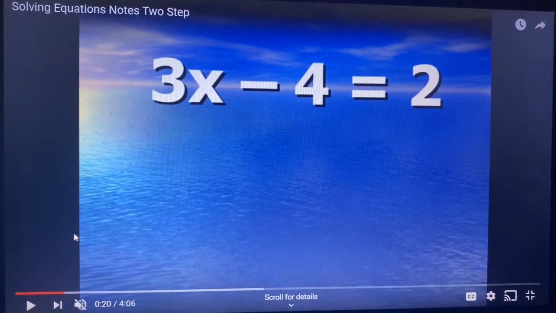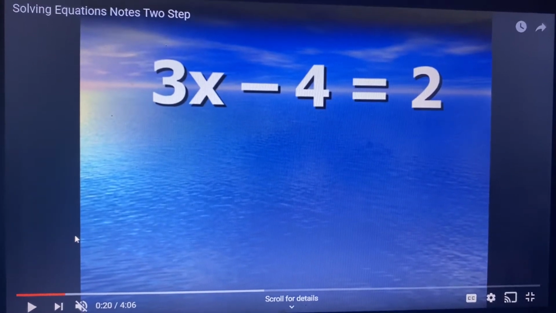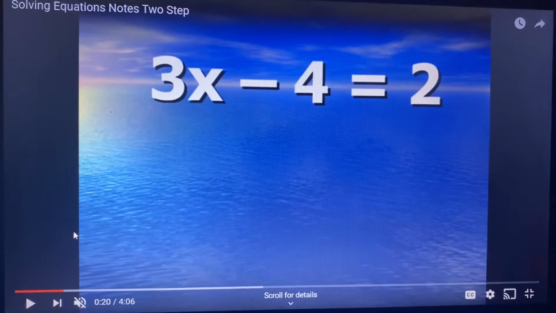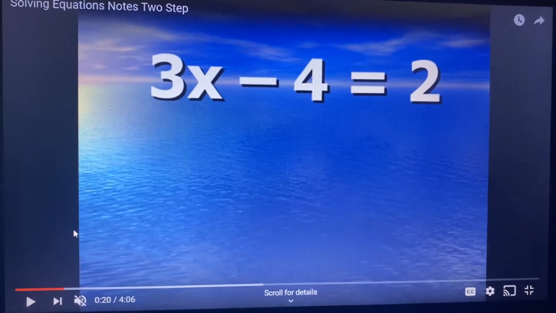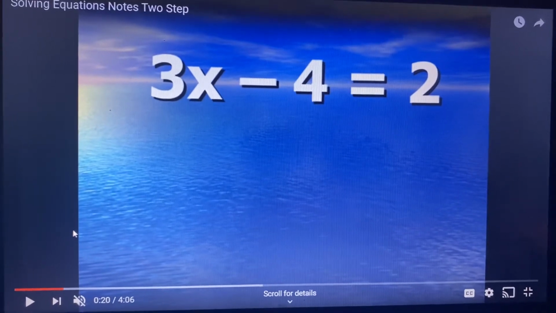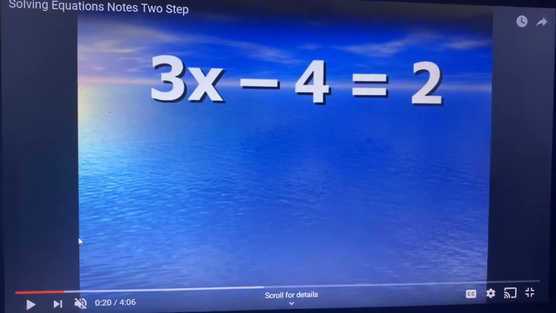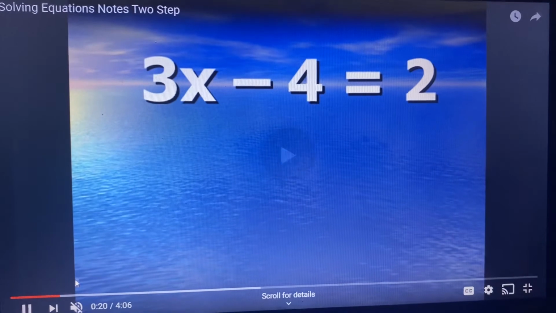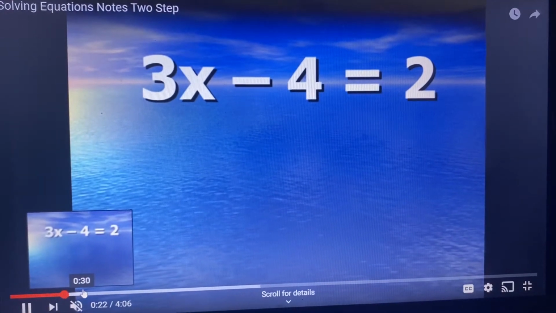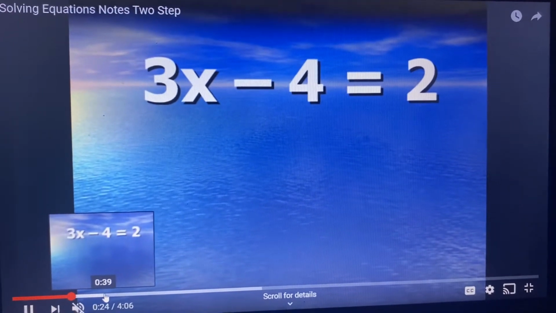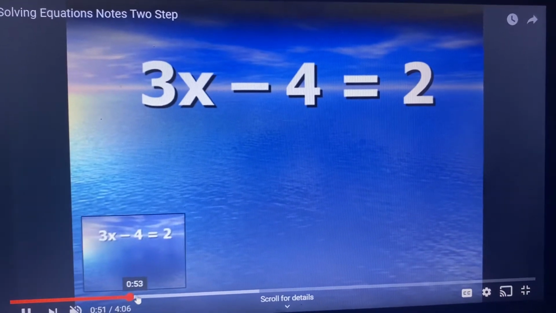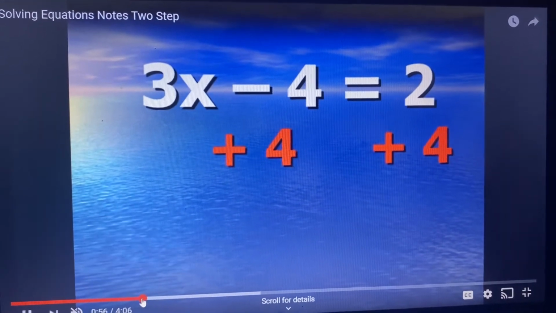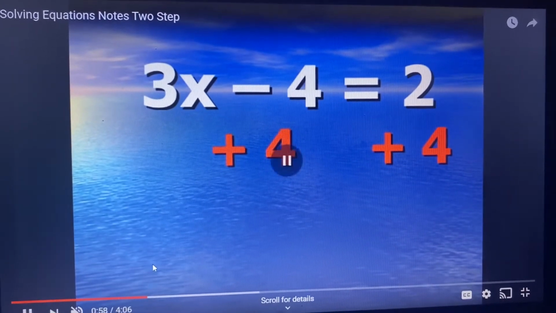So as we see here, it says 3x minus 4 equals 2. We must undo the subtraction. The opposite of subtracting would be adding. So we would add 4 onto both sides.